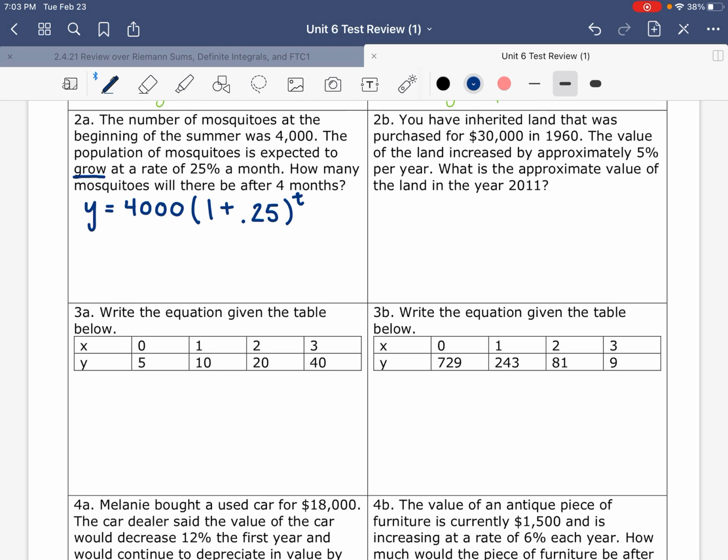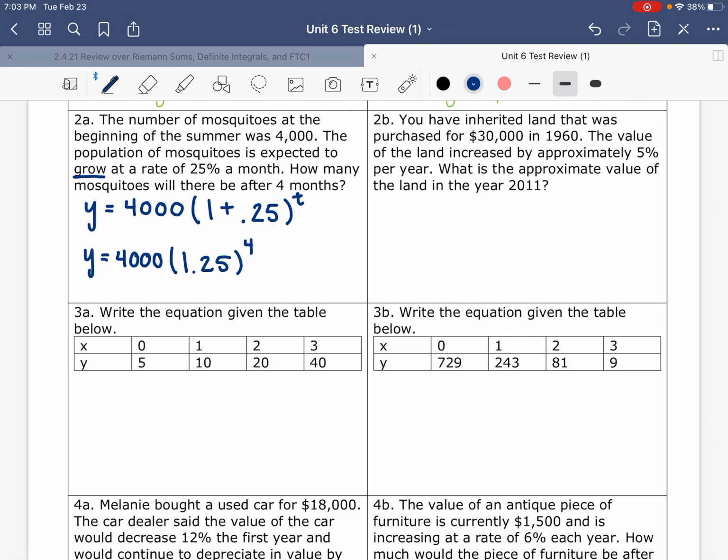So that's our basic equation, but this question is asking for how many mosquitoes there will be after 4 months. So we're going to replace that t with a 4. So we get y equals 4,000. I'm going to go ahead and add the 1 and the 0.25. So 1 plus 0.25 is just 1.25. And then our time here is just going to be 4 months, so I'm going to put a 4 as my exponent.